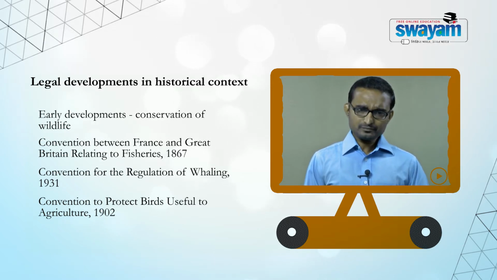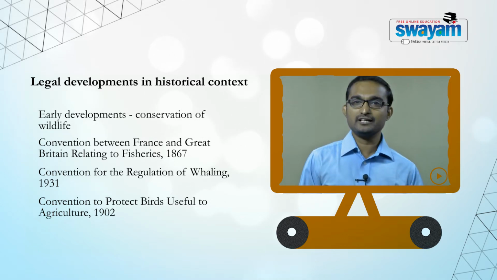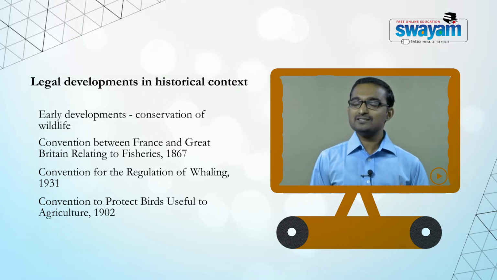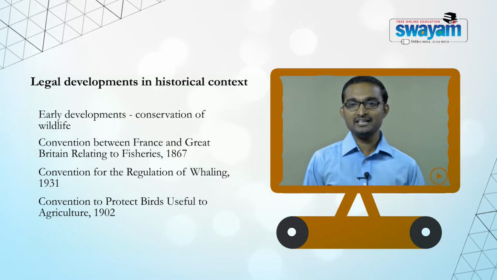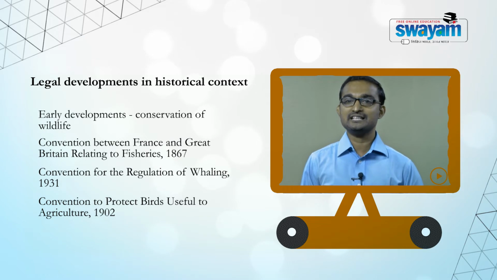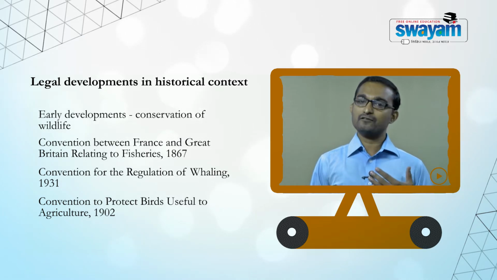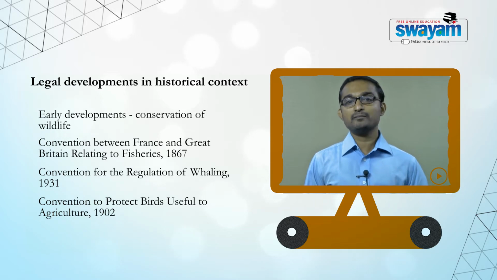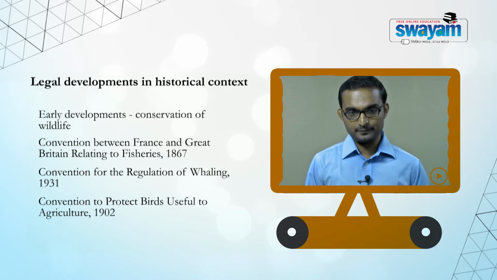It never followed a comprehensive approach addressing all kinds of environmental issues. It never seemed to have accepted or recognized the essential link between different species and environment. So in that way, this was a kind of limitation of environmental law in its early period.